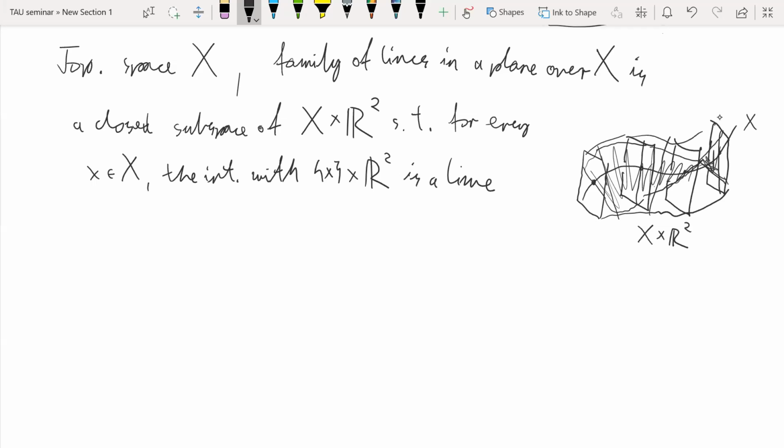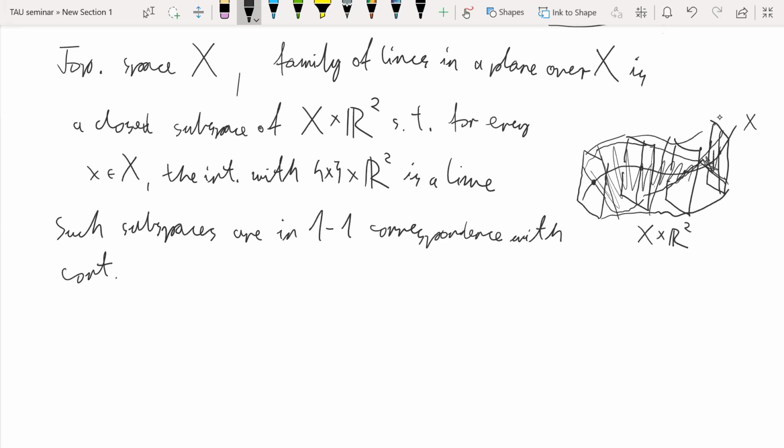It's just to highlight that there is a language of bundles in which this is a very natural construction. All right. And now it turns out that this space RP1, which I have defined above, is in a sense the right choice of the space to consider here, because it turns out that such subspaces are in one-to-one correspondence with continuous maps from this space X, this is our base space X, to RP1.